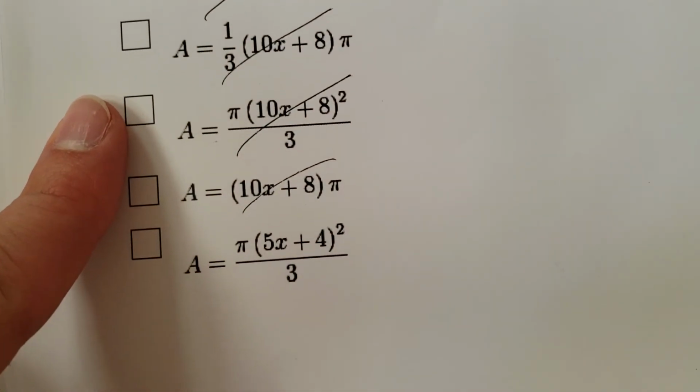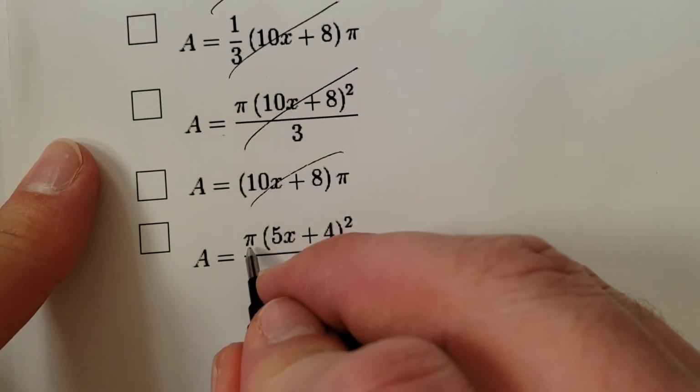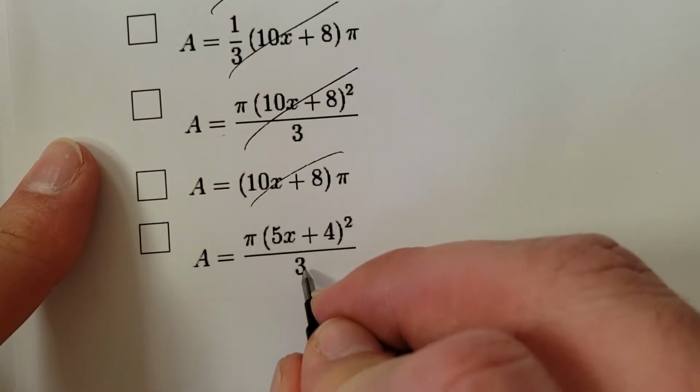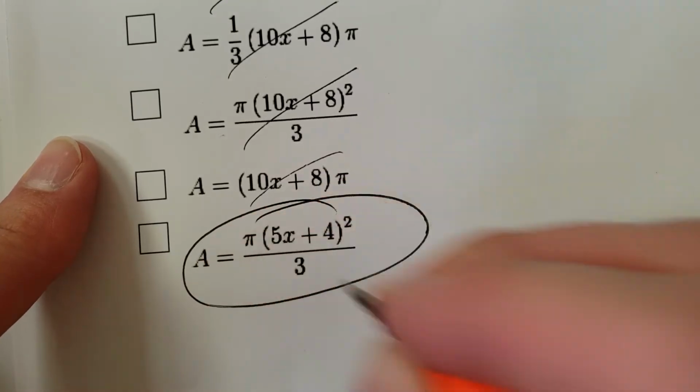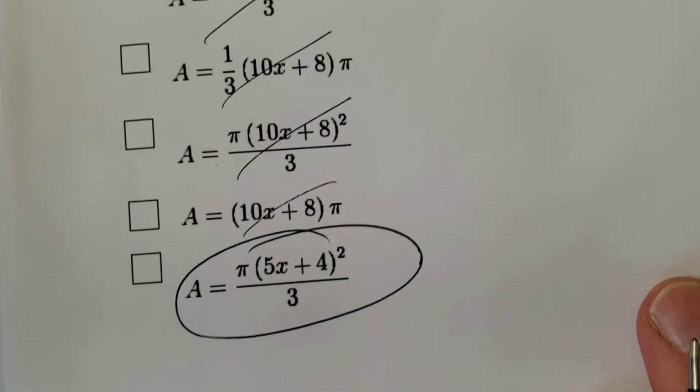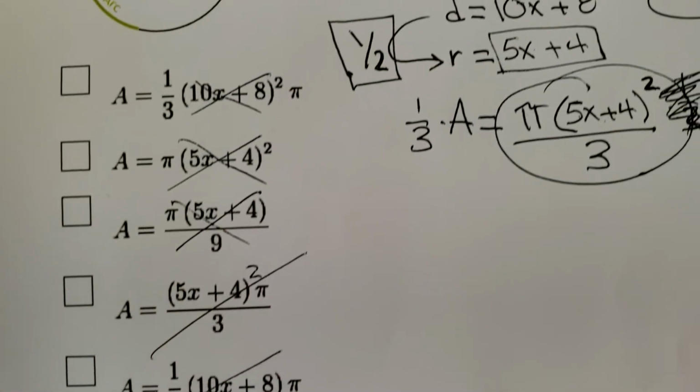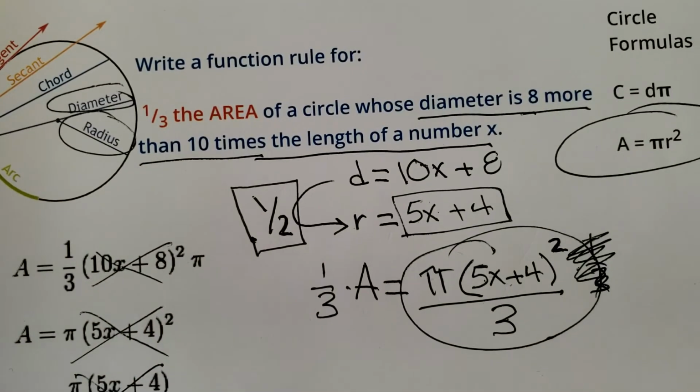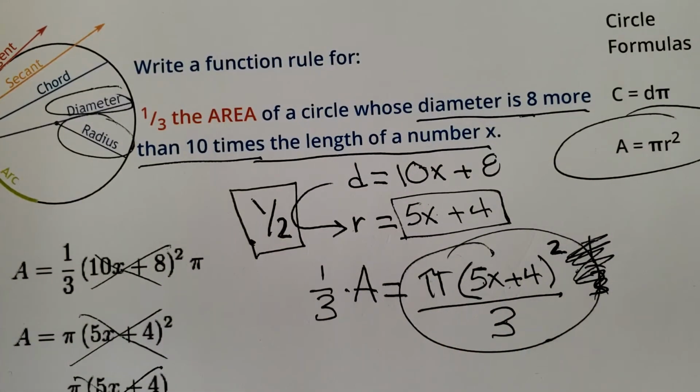Is it the last one? Wow, it's really the last one. Okay, cool, there it is. Look at that, pi, radius squared, 1/3. Nice. That's the one that works for us. All right, cool. Very, very tricky, very, very confusing. But if you can handle tough questions like this, you can handle the easy ones.